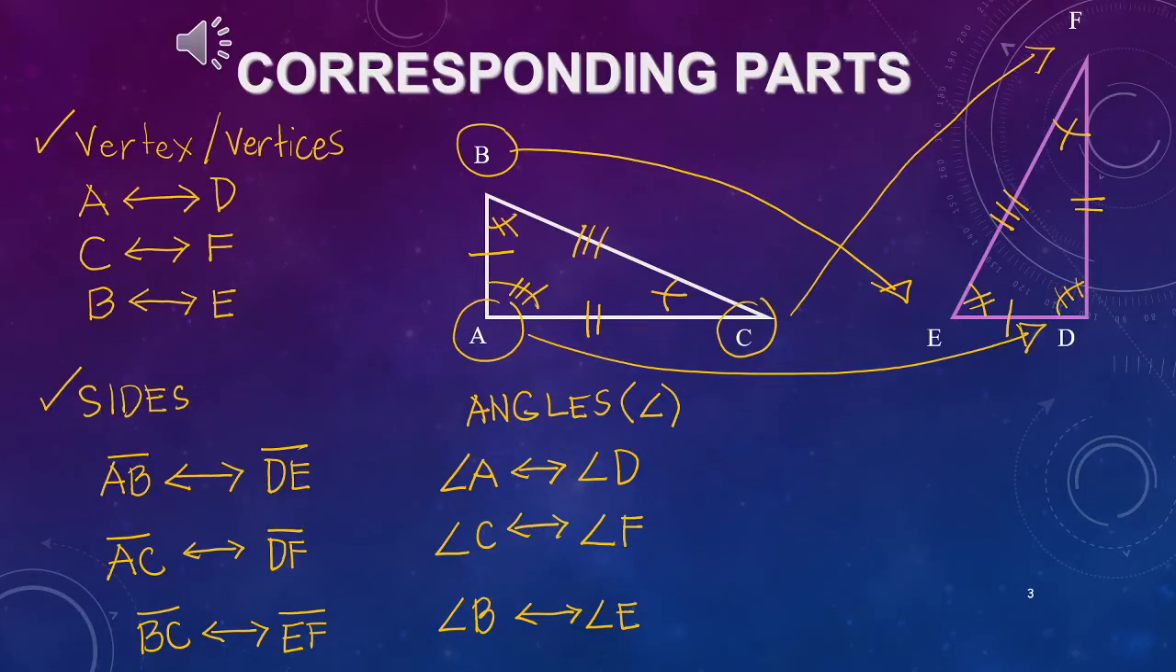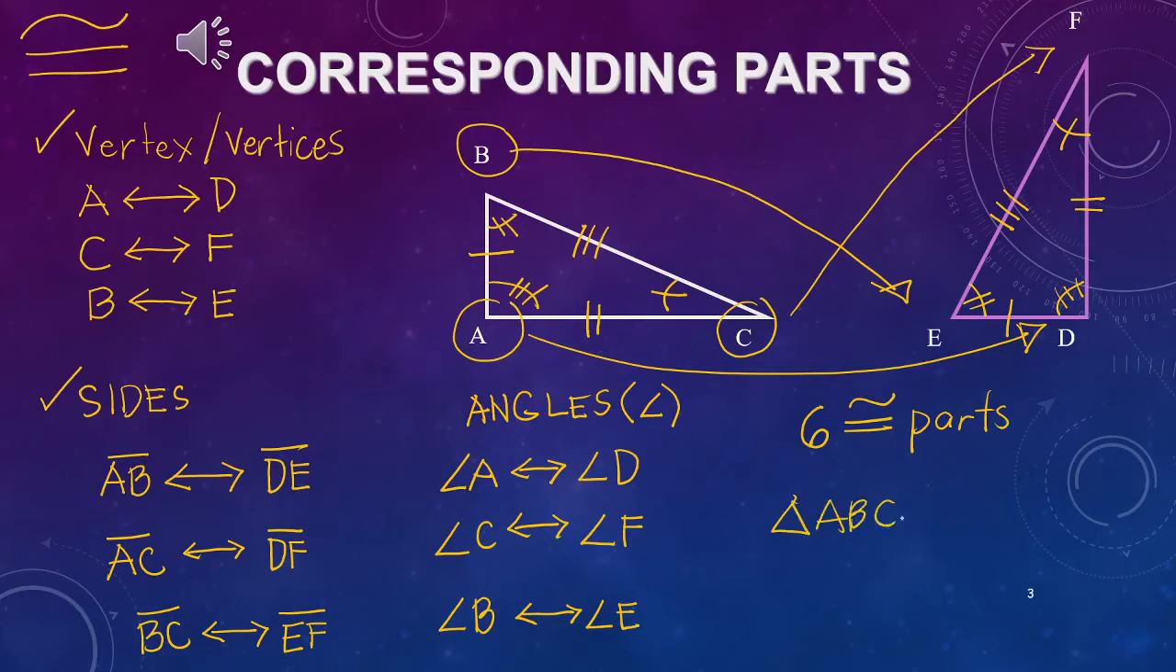How many congruent parts are there? There are 6 congruent parts. So take note, this is our symbol for congruence. So if you have named all the 6 congruent parts, therefore, triangle ABC is congruent to triangle DEF.